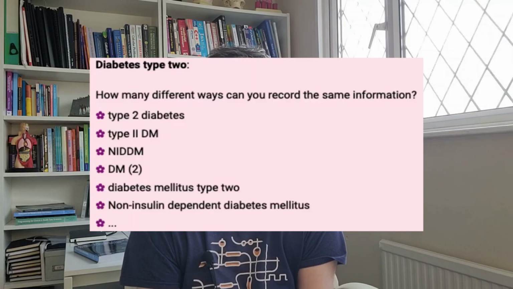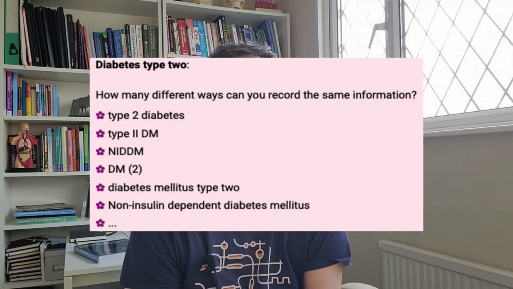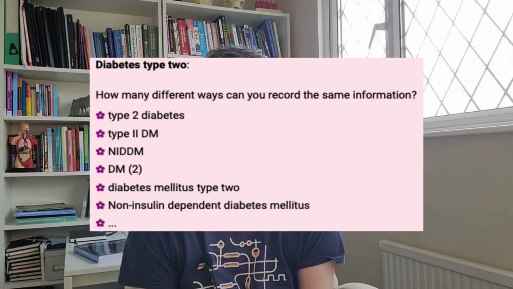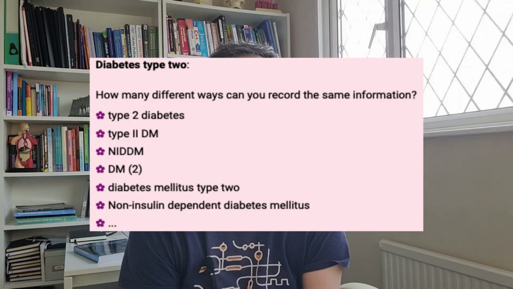So for example, non-insulin dependent diabetes mellitus or type 2 diabetes, this short list just shows some of the different ways that we could represent that in writing. So different wards, different trusts might record this information differently.